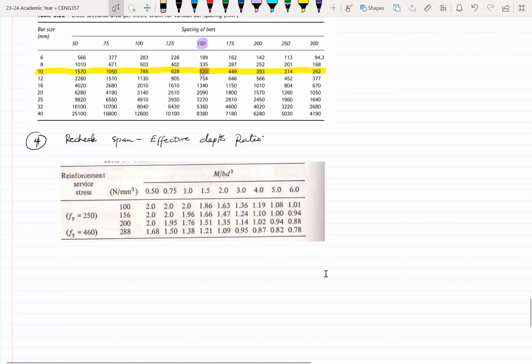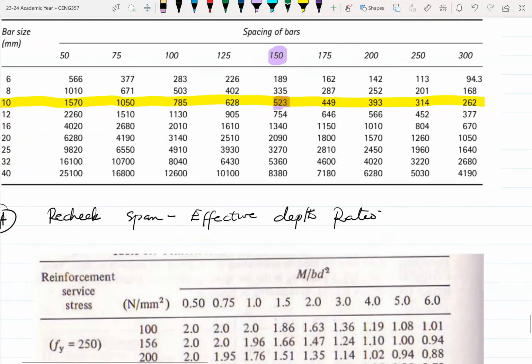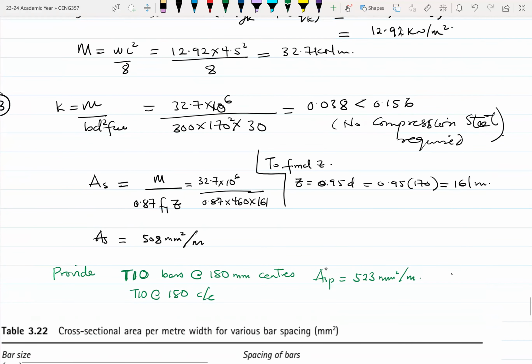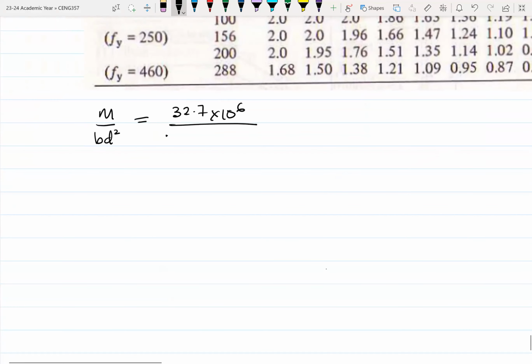Okay. So let's find M over bd squared. M over bd squared will be equal to our M, which was 32.7 times 10 exponent 6 divided by the b. Oops, what did I put for b in the first one? Oh, sorry, the b is 1,000. It's a meter, always for b is 1,000, please. B is always 1,000 for slabs, right, not 300. I don't know where I got the 300 from.